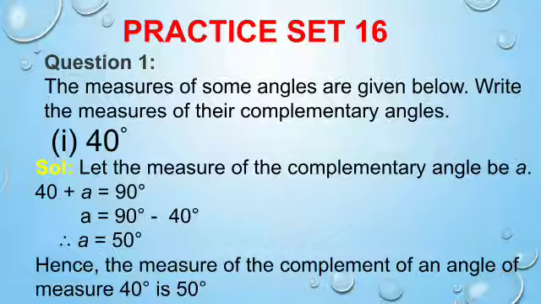That is 50. So here one angle is 40 degrees, the other angle is 50 degrees. So 40 plus 50, what will you get? You will get 90. Clear? Understood? So here the other complementary angle is 50 degrees. Clear how you will do it?